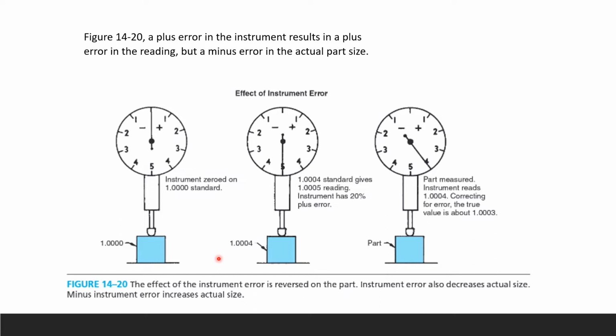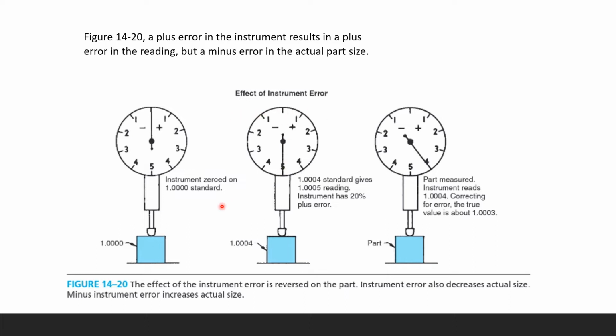So the plus error in the instrument results in a plus error in the reading, but a minus error in the actual part size. Minus error is always okay with your part, and it depends on your part size. And your plus error again results in a plus error in your reading, minus error in your part. So don't forget that. Here the effect of the instrument error is reversed on the part. Plus instrument error decreases actual size, and minus instrument error increases actual size.